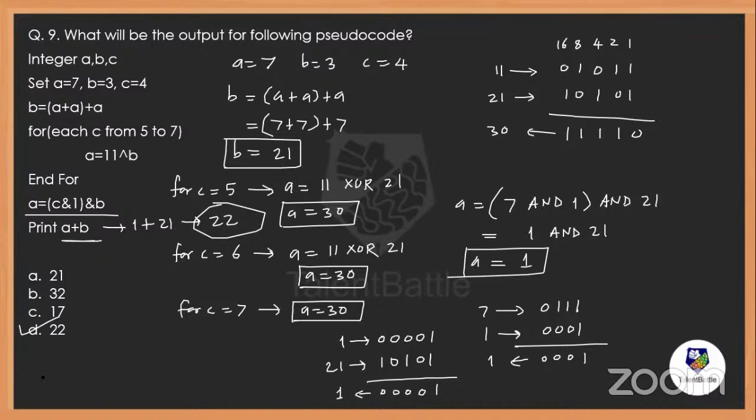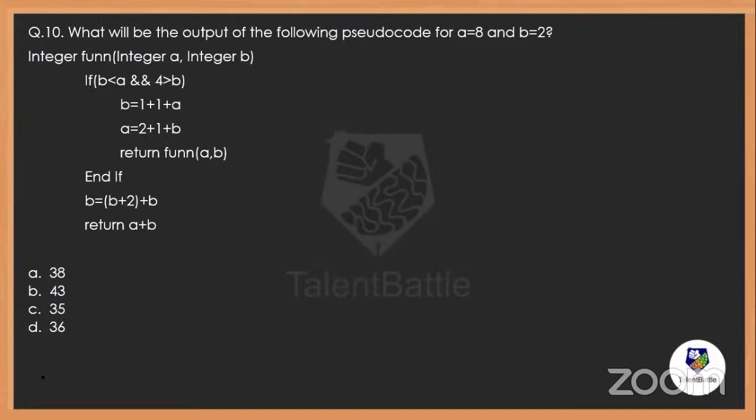So the last question now, question number 10. Again here, recursive functionality. What will be the output of the following code where the value of A is 8 and the value for B is 2? So value of A is given to us, that is 8, and value of B is 2.